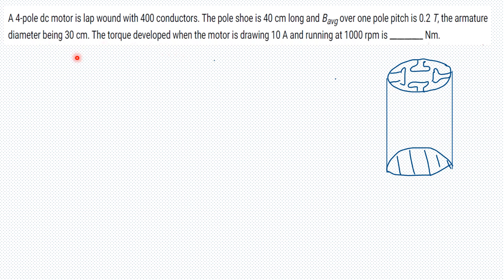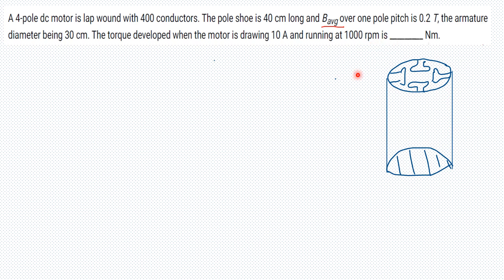So the problem is: a 4-pole motor is given, and it is lap wound with 400 conductors. The pole shoe is 40 centimeter long, and B average is also given to us, which is 0.2 Tesla. The armature diameter is 30 centimeter, and he is asking what is the torque developed when the motor is running at 10 amps and at 1000 rpm.